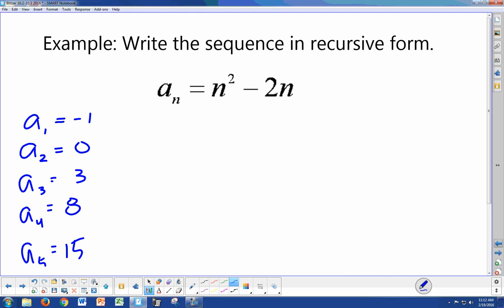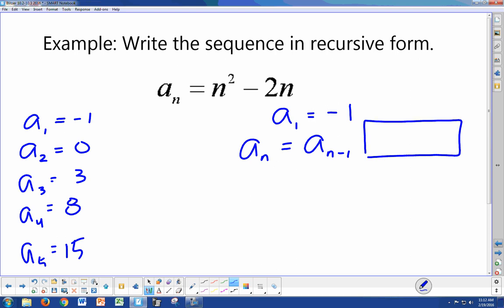So in the recursive definition, a sub 1 must be given because that's kind of our spark to get this whole chain reaction going. And then a sub n is going to be having something to do with the previous term. So a sub n minus 1. And then after that is maybe some additional information. And we'll figure out what that is in a moment.